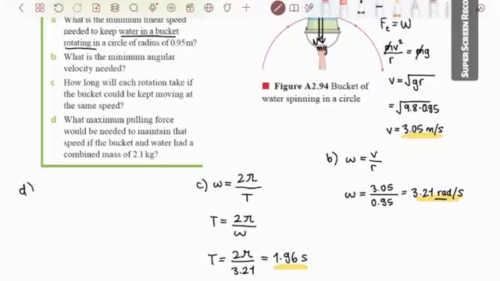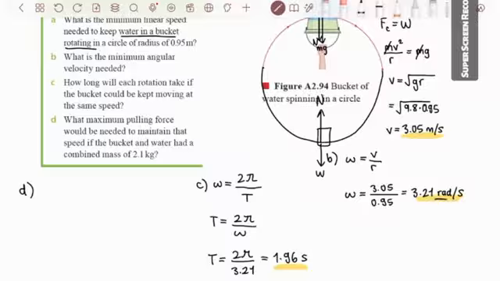And then lastly, in part D, we're asked what maximum pulling force would be needed to maintain that speed if the bucket and water had a combined mass of 2.1 kilograms. So the maximum pulling force would occur at the bottom of the circle. Let's say I just complete this circle, and the bucket would be here. Therefore, the weight would point downward. Normal would point inwards towards the center of the circle.